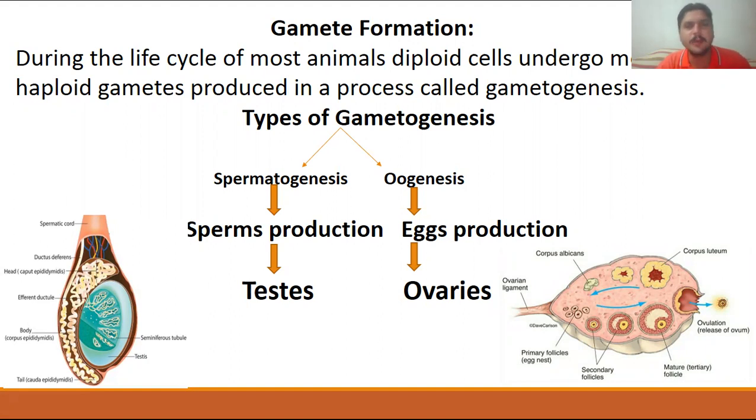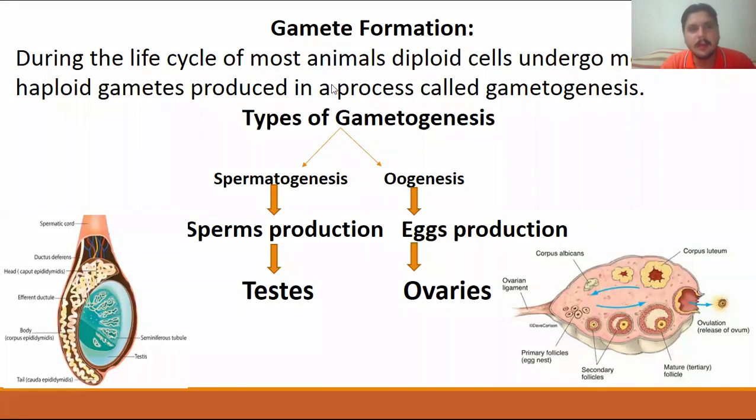So today I am going to explain the next topic of animal form and function 2, Zoology C, paper C, and the topic name is Gametogenesis. What do you know about gametogenesis? Do you have any idea about gametogenesis?